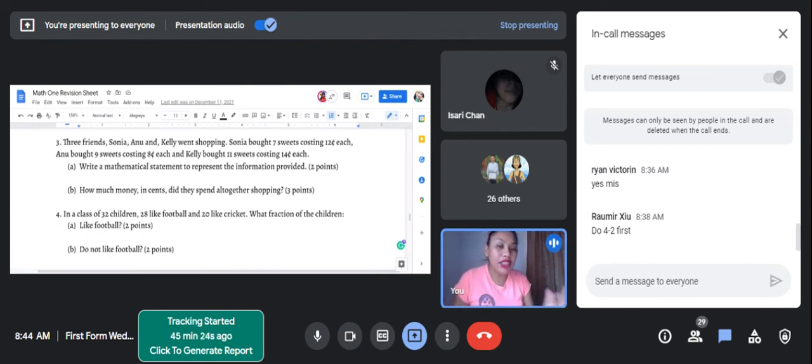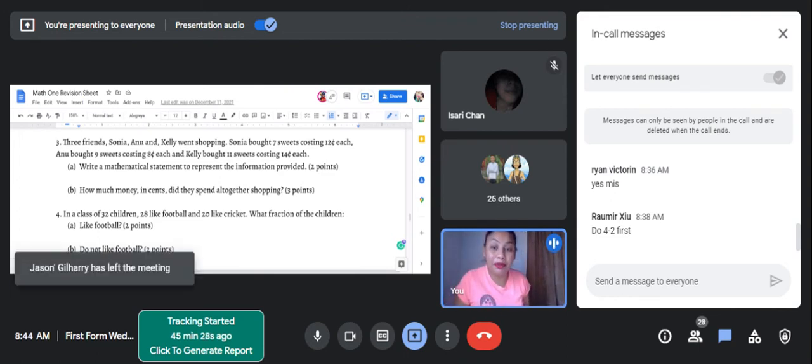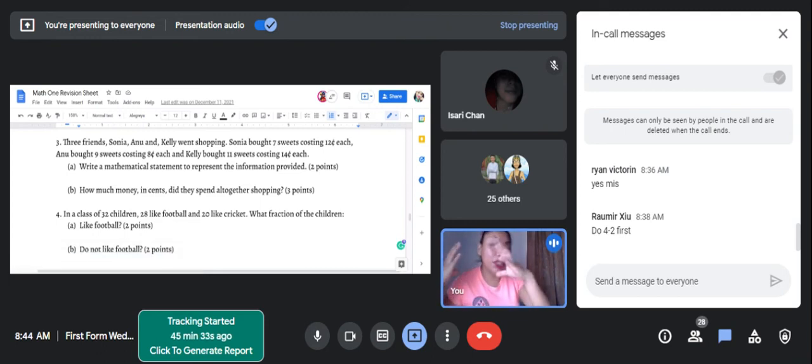So, in this problem, and I'm going to tell you from right now, you have to use your brackets to represent because this problem is talking about 3 things. It's talking about the sweets that Sonia bought, the sweets that Anu bought, and the sweets that Kelly bought. You can't just write everything in one big sentence with no parentheses, because the parentheses are important to show: this part represents Sonia, this part represents Anu, and this part represents Kelly.